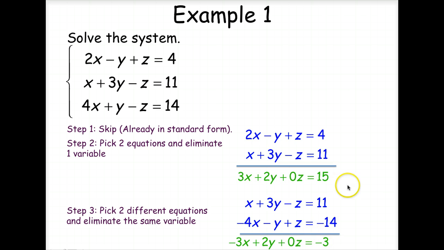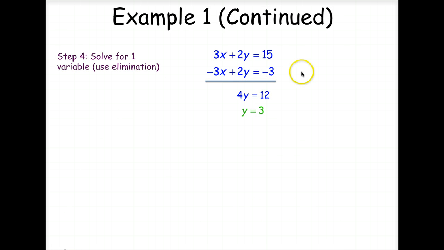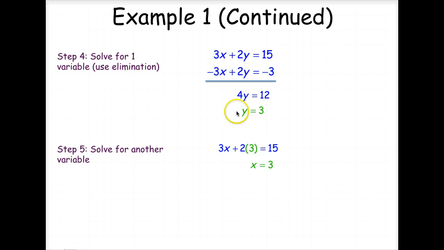Now we have two new equations we're going to work with. 3x plus 2y is equal to 15. -3x plus 2y is equal to -3. So then we can eliminate our x. We're going to solve for y. Now that we've found out what y is, we're going to pick either one of these equations. I like to use the one that has the least amount of negatives in it. And I'm going to substitute a 3 in for y and solve for x.